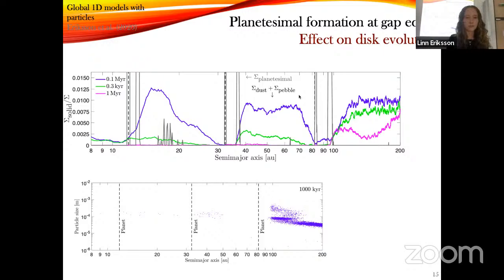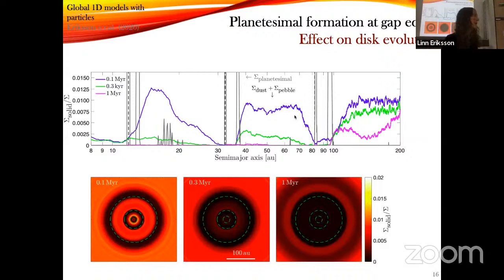I should also say that here I split this into a dust plus pebble component and a planetesimal component. The one we're interested in is only the dust and pebble component, because that's what we would be able to see in some observations. Now, for the sake of easier visualization, I also took the 1D data and made them into symmetric 2D images. So then you get this. And here it gets even clearer that we basically deplete the inner region.